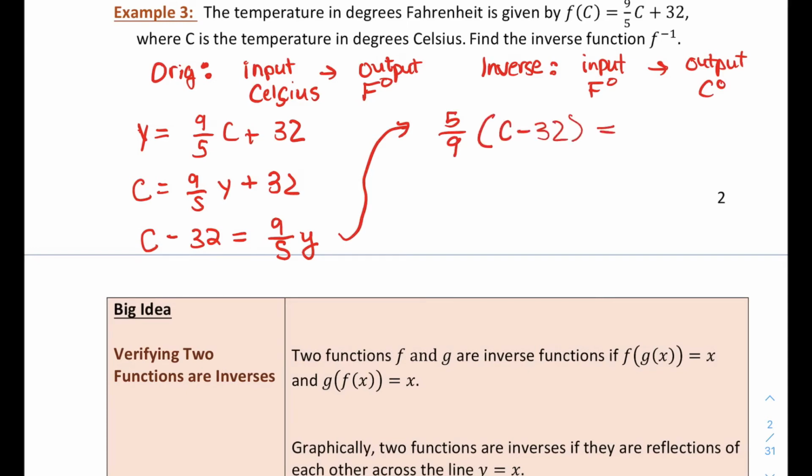c minus 32. Now it doesn't really make sense to leave my variable as c in that, since really my input now stands for degrees Fahrenheit, so I'm going to change the letter so it's less confusing. And I'll go ahead and call this function g of f.